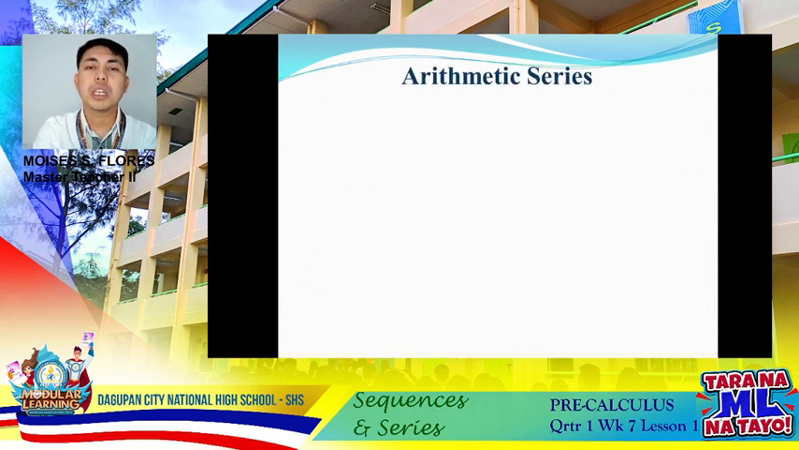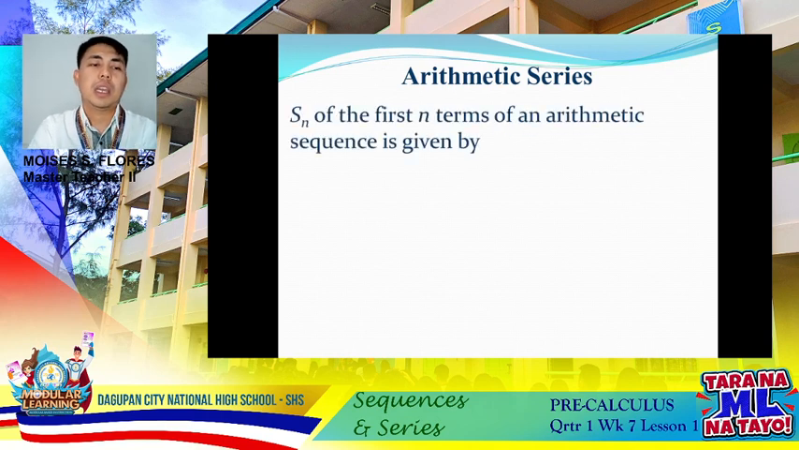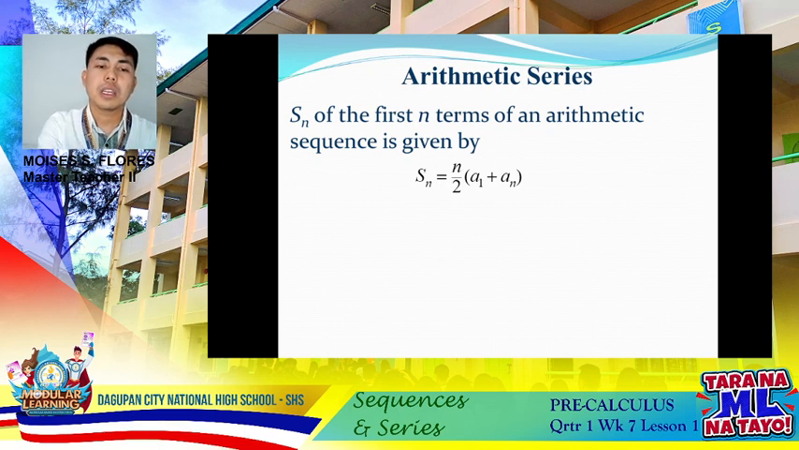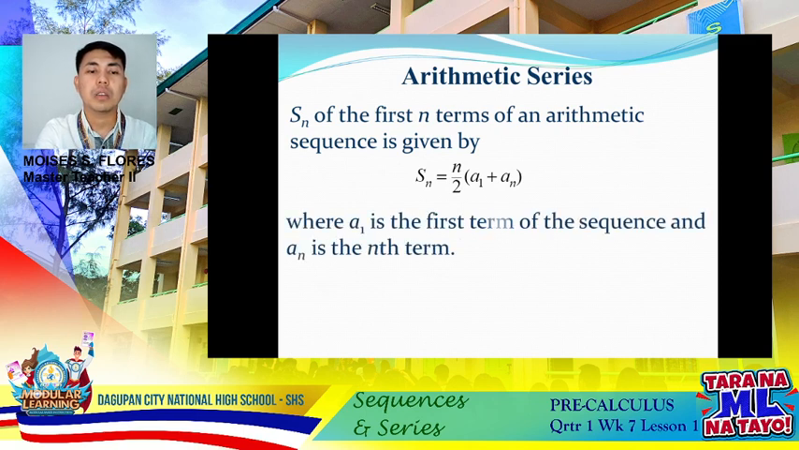Let's proceed with the other types of series, which is the arithmetic series. S sub n, the sum of the first n terms of an arithmetic sequence, is given by, there you have the formula, S sub n equals n over 2 times quantity a sub 1 plus a sub n. Again, what do your variables denote there? S stands for the series, n for the positive integer, or the terms of your sequence. a sub 1 is the first term, a sub n is the last term. There you have it.